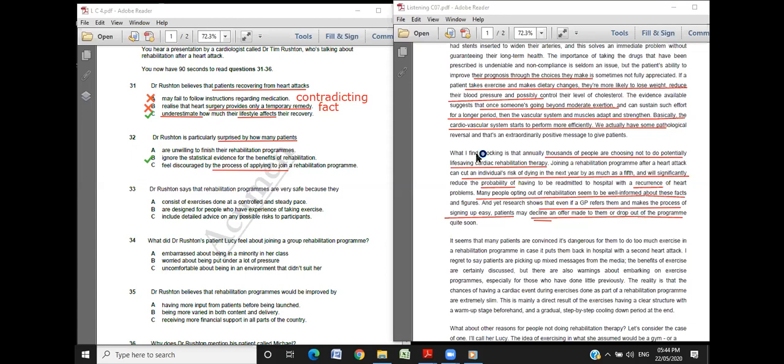And in the beginning itself, he said, I find shocking. So shocking helped you to say that this is something he's surprised about. And he clearly says how many people are choosing not to do potentially life-saving cardiac rehabilitation therapy. So it's not that they're not finishing, he's surprised about how many people are not willing to join the program.